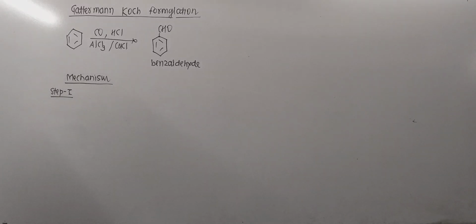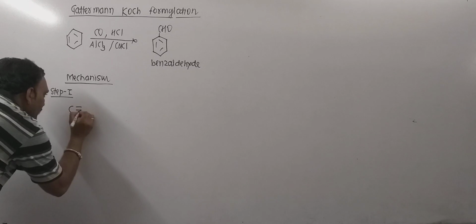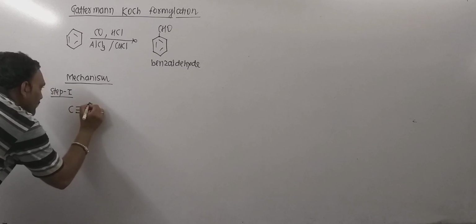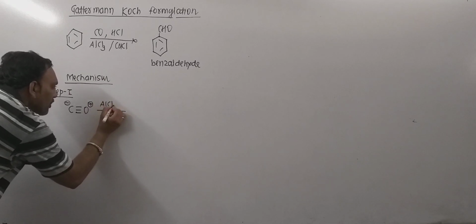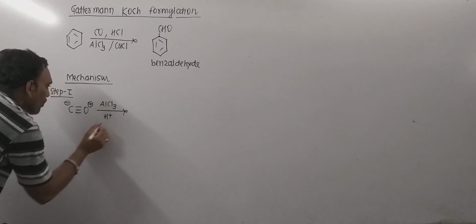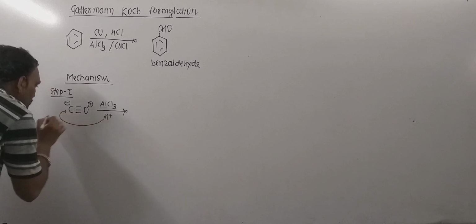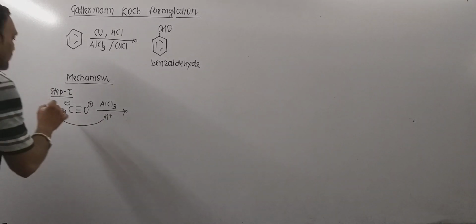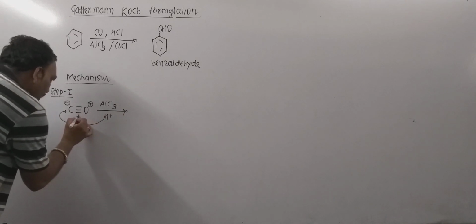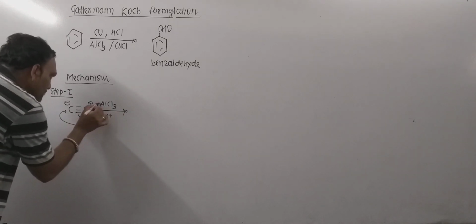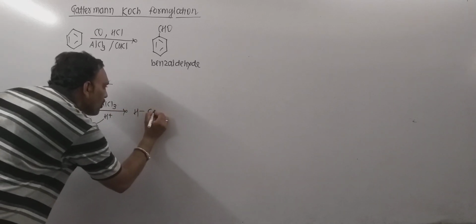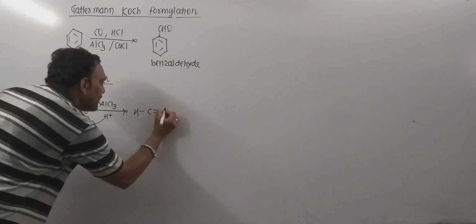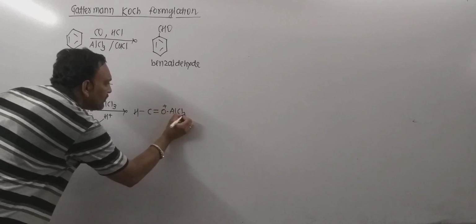So step number 1 involves the protonation of carbon monoxide. So carbon monoxide right here can be given as, now what happens, under the influence of AlCl3 protonation takes place. So the proton ultimately attacks at this site and now the electronic shift which may be expected as, so thus an intermediate so obtained can be given as like this.